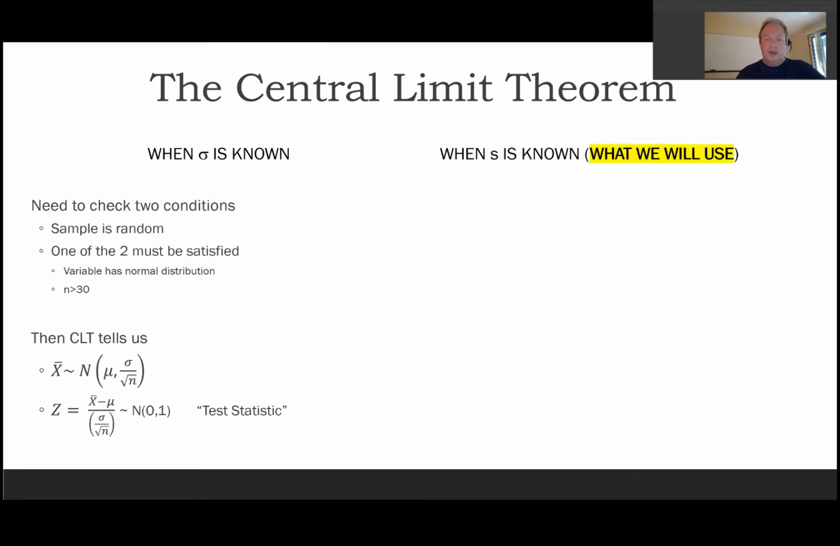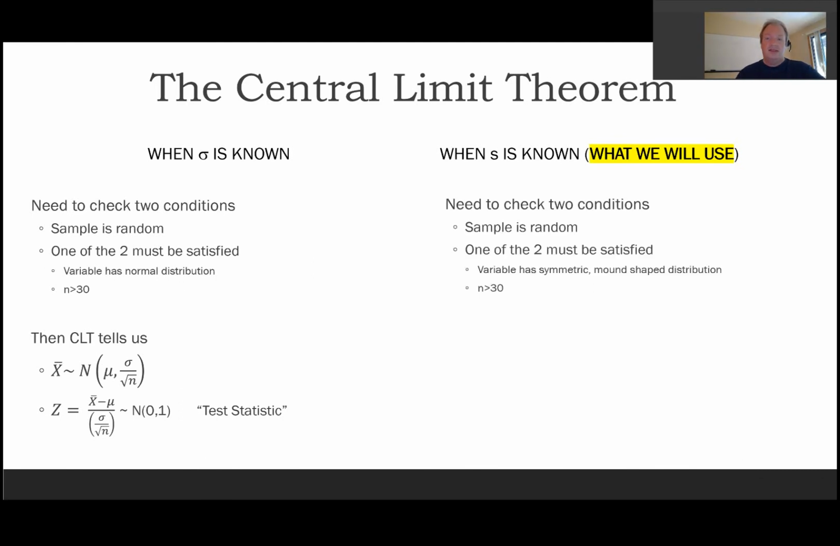So instead, we're going to assume that we only know the sample standard deviation, which is small s. And that's what we're going to use in our problems. Now, when we go to apply the central limit theorem, before we can use it, we have to check that the conditions are satisfied. And these two conditions are exactly the same. And generally, like I say, we drop normal distribution for basically symmetric mound-shaped. That's generally good enough. In the same way that a representative sample is good enough for being random, a symmetric mound shape is good enough for being normal. But our sample size condition is still the same.